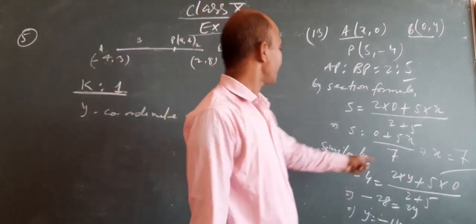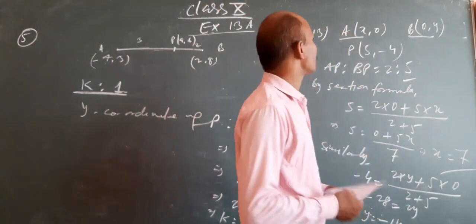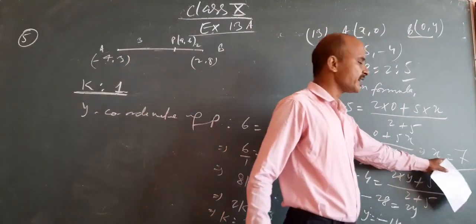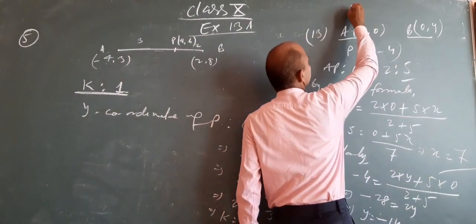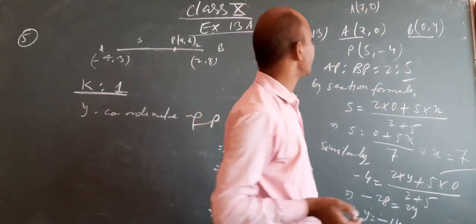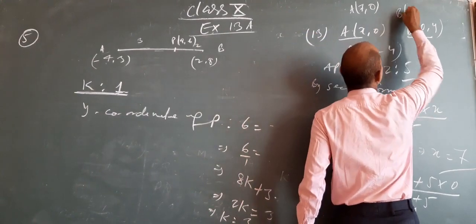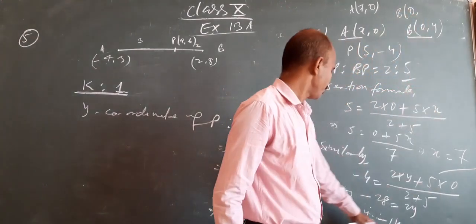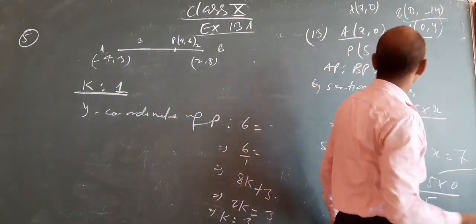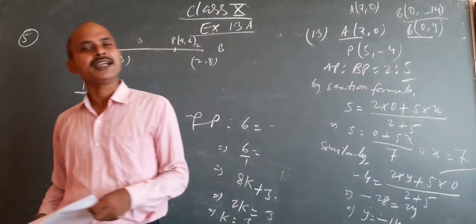Now we know the value of both x and y. So what will be the coordinates of A? Put the value of x is 7, (7, 0), and the coordinates of B, (0, -14). So we have found the coordinates of A and B.